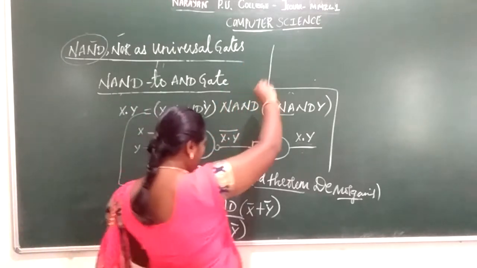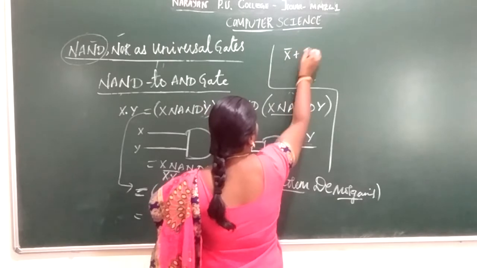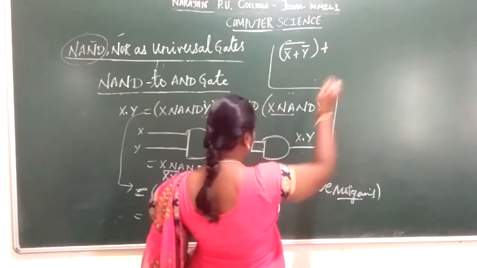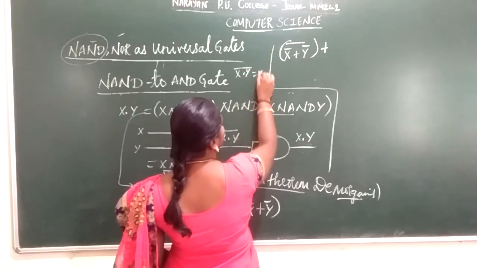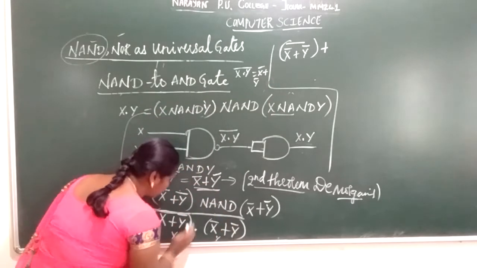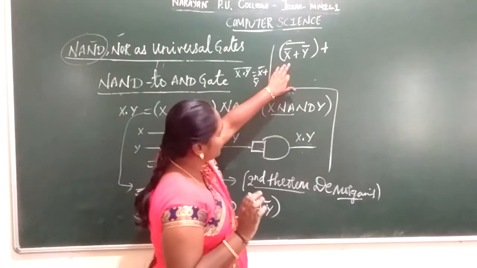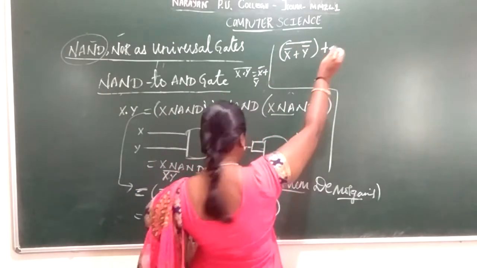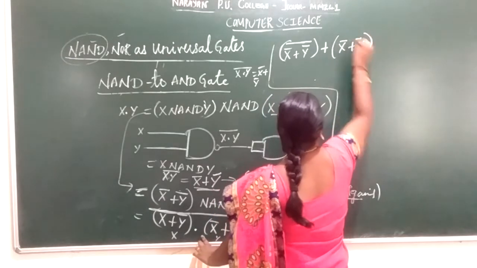So again you apply De Morgan's second theorem. What will this mean? x bar plus y bar, the whole bar, I am using this theorem. What is that? x into y, the whole bar, is equal to x bar plus y bar. De Morgan's second theorem. So this term you consider as x, this term you consider as y. So here x bar plus y bar the whole bar. So okay, next x bar plus y bar the whole bar.